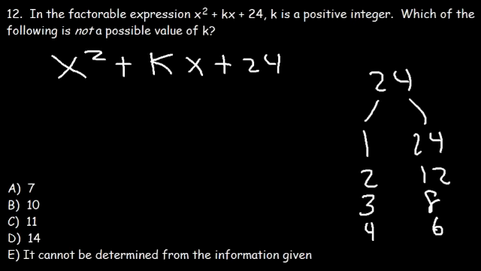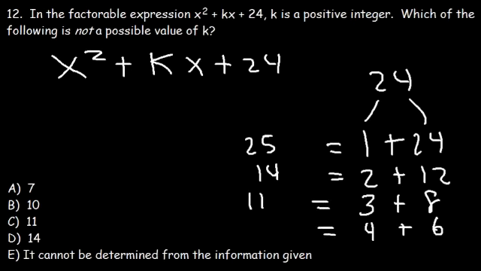So now what we're going to do is add each of these pairs of numbers. Because k is the sum, 24 is the product, but k is the sum. 1 plus 24 is 25. 12 plus 2 is 14. 3 plus 8 is 11. And 4 plus 6 is 10. So therefore we could eliminate d because k could be equal to 10. 6 times 4 is 24, but 6 plus 4 is 10. And so if k was 10, we could factor that expression.